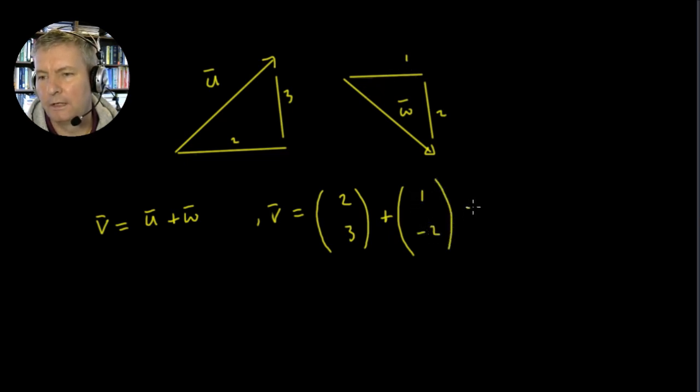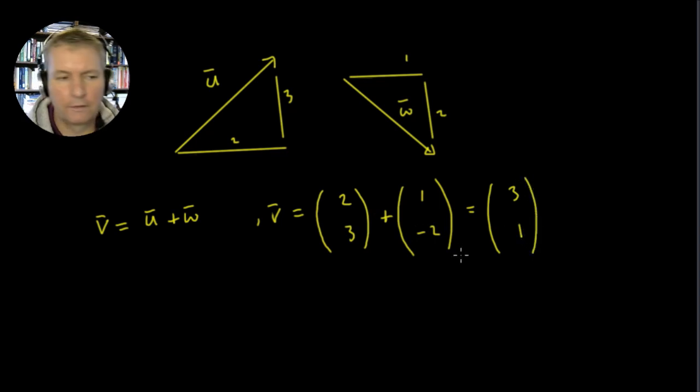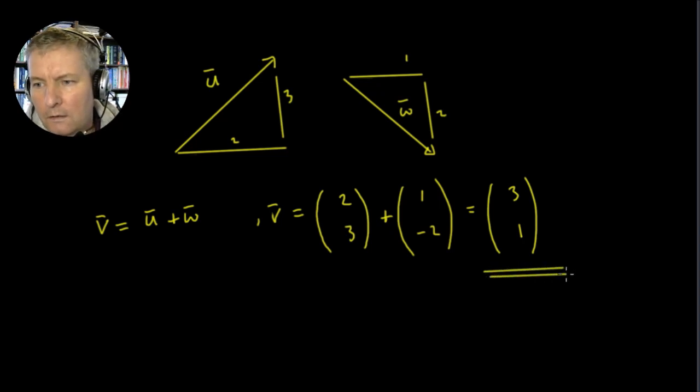And then we simply add: the 2 plus the 1 gives us a 3. 3 plus minus 2 is a value of 1. So the answer to this is (3, 1). So the vector v is given by (3, 1).